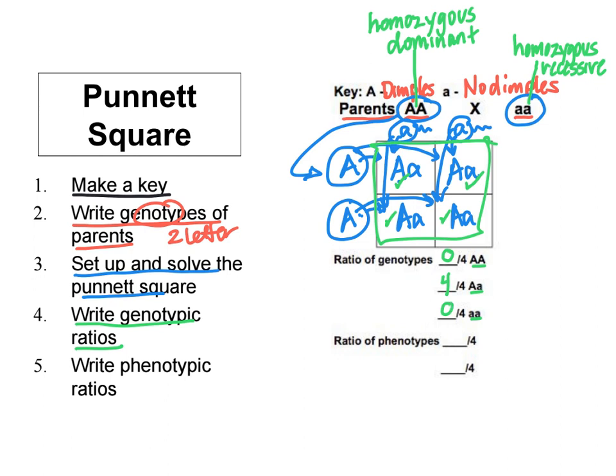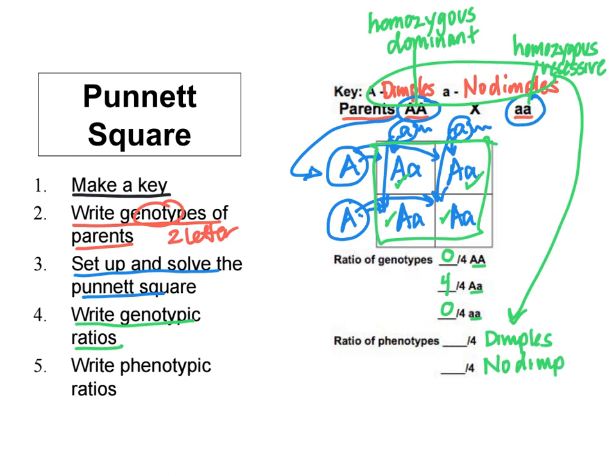Now, the phenotypes I need to know from my key. So I'm basically going to take my key and I'm going to transfer it down here. I am going to be looking to see how many of my offspring have dimples and how many of my offspring have no dimples. I'm going to need to look at my genotypes to find that information. Dimples is a dominant phenotype. That means that in order to get a dimpled child, I would have to have a big A present. So that means if I look at my genotypes, these are the two genotypes that have big A's in them. Those are the ones that would be children with dimples.